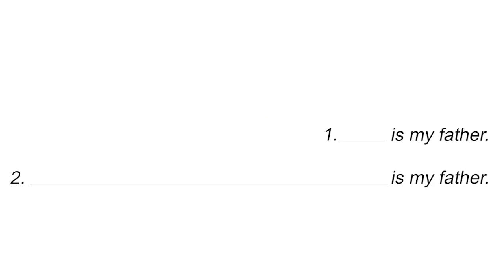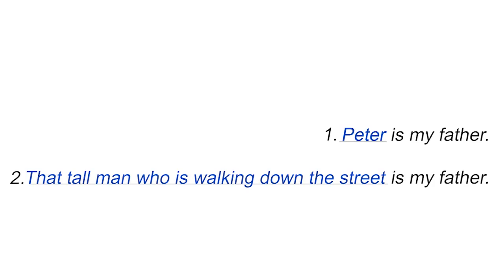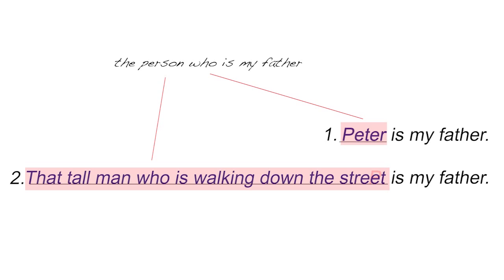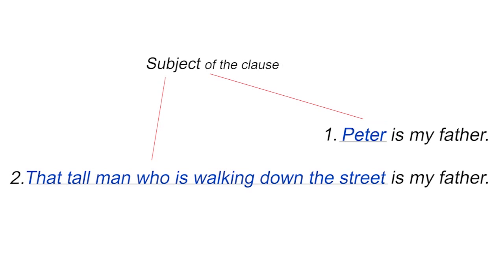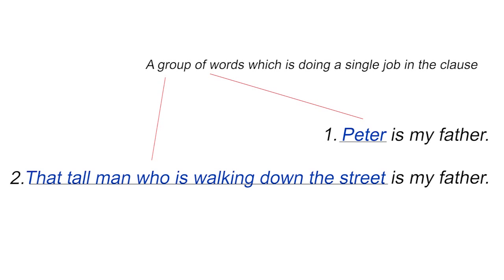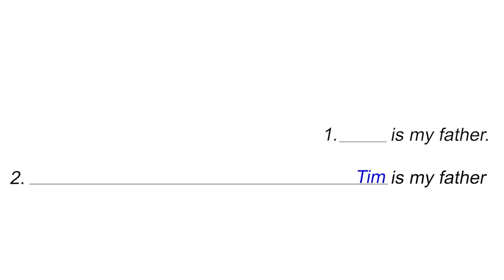Now look at these examples. Peter is my father. That tall man who is walking down the street is my father. In the second example, the string of words, that tall man who is walking down the street, is doing the same job as Peter is in the first example. It refers to the person who is my father. In grammatical terms, it is the subject of the clause, the entity that the rest of the clause is saying something about. So it is a group of words which is doing a single job in the clause. You could replace the whole group with a single word and the clause would still make sense.